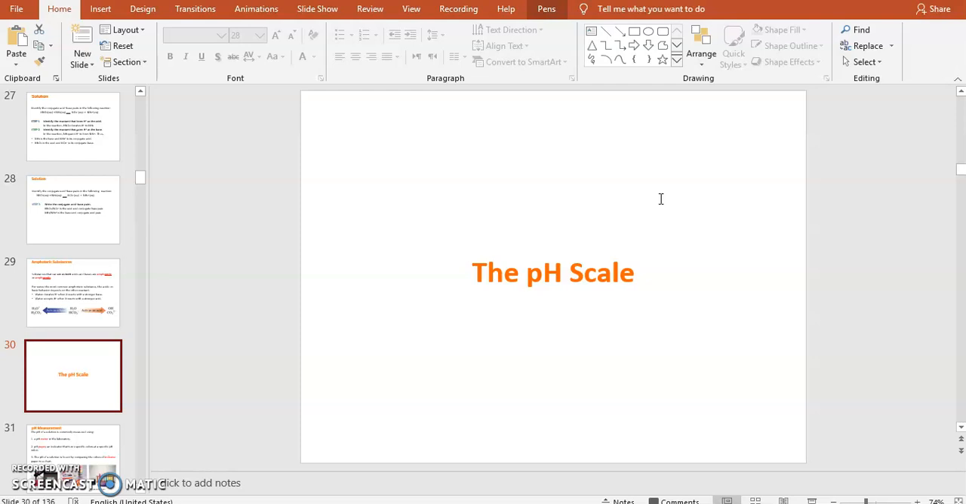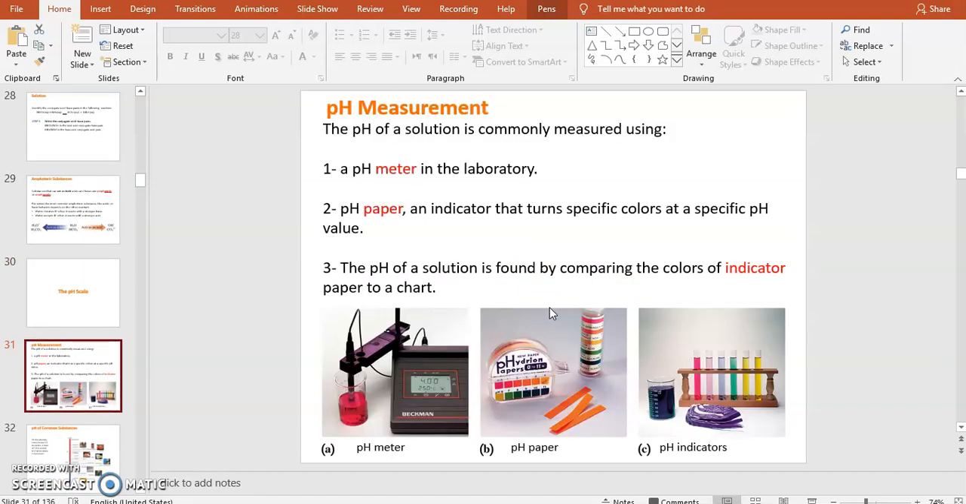The pH scale, or the pH. pH means measuring the potential hydrogen ion concentration in a solution. We can measure the pH using three methods. We can use a pH meter. It's a machine. You put the electrode in the solution and stir it and you just get your readings.